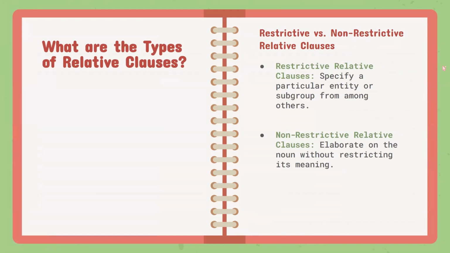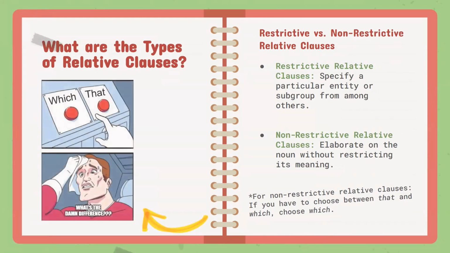Now, what are the types of relative clauses? So we have the restrictive and non-restrictive relative clauses. First, the restrictive relative clause is going to specify a particular entity or subgroup from among others. And the non-restrictive relative clause, as its name states, is going to elaborate on the noun without restricting its meaning. Also, something to note is if ever you find yourself having to choose between the relative pronoun that or which in a non-restrictive relative clause, you're always going to choose which. So that's just something to note.